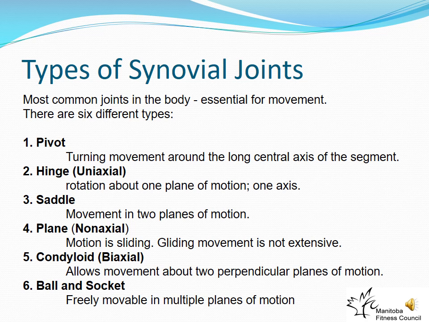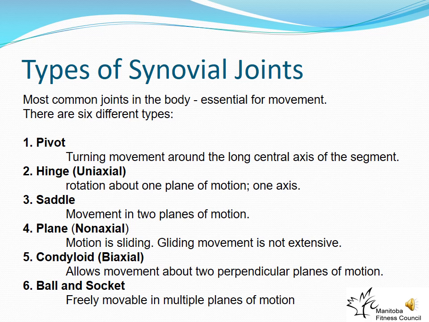The next is a hinge joint. Your easiest example, and the easiest to remember, is your elbow joint. It allows one plane of motion, so you could flex and extend the elbow joint. Our knee is similar to a hinge joint, however, it's actually a modified hinge joint. So the best example for a hinge joint is the elbow.